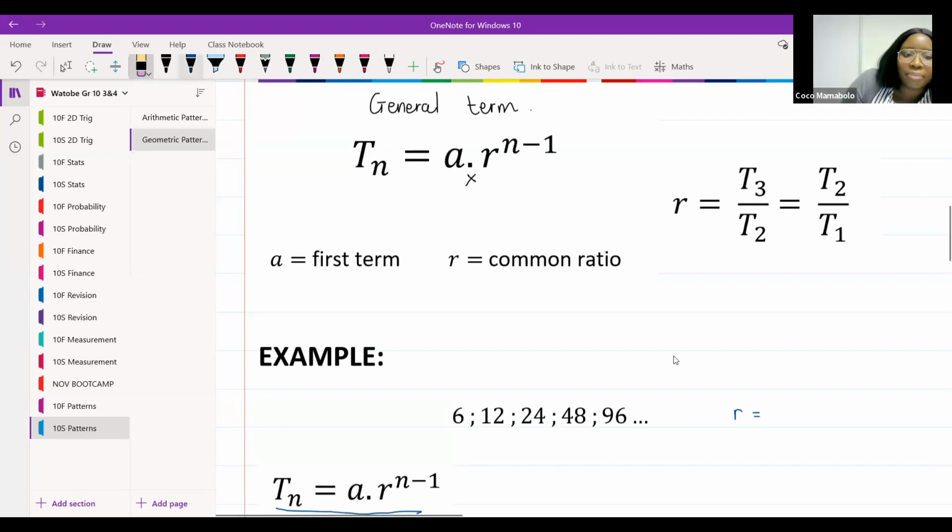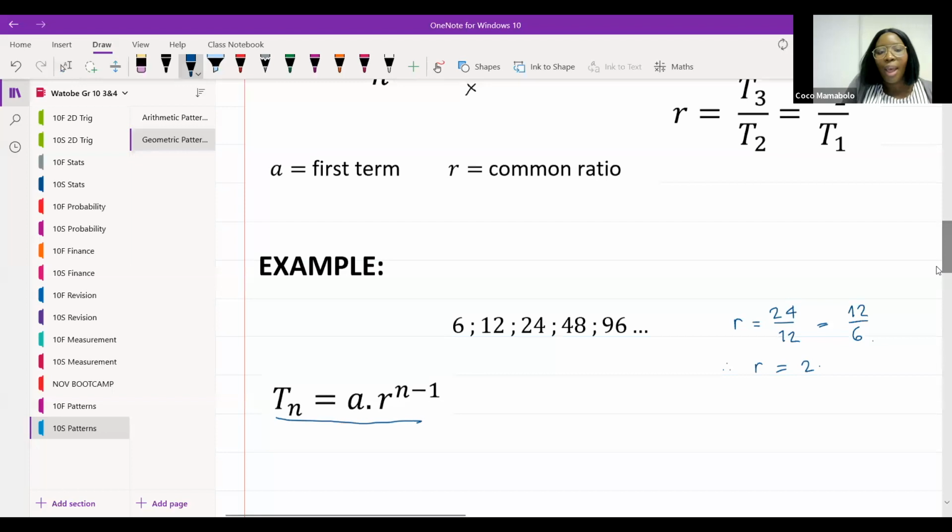Okay, all right. Let's get into this. Who can tell me what is my common ratio over here? Remember common ratio? T3 over T2 is equal to T2 over T1. So I'm going to take my T3, which is 24. 24 over 12 is equal to 12 over 6. Therefore, my common ratio is going to be 2. So let's put this into the formula that we have over here. I'm then going to find a general formula. Tn is equal to 6 times 2 to the power of n minus 1.